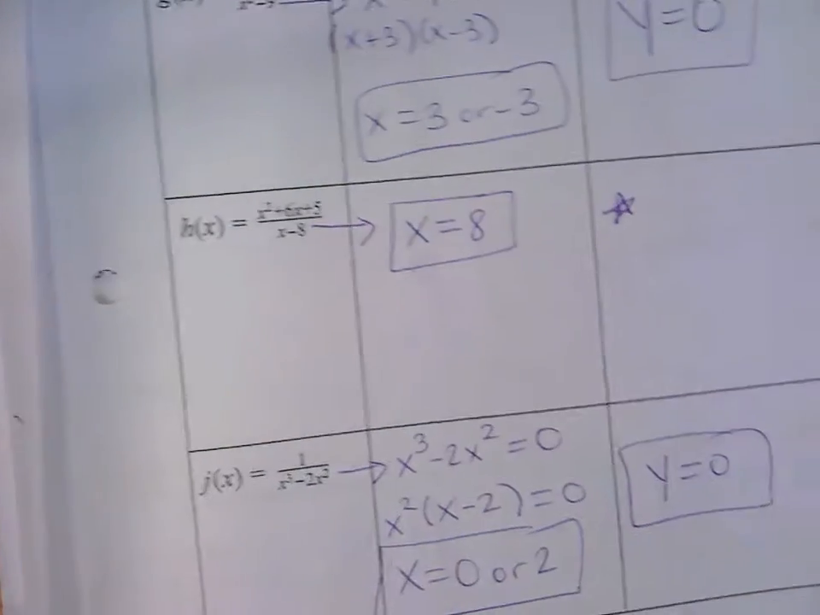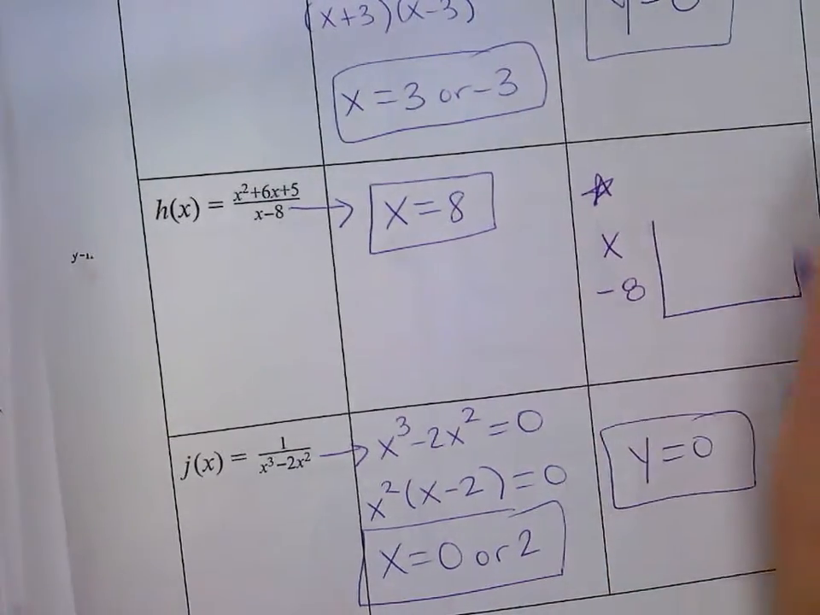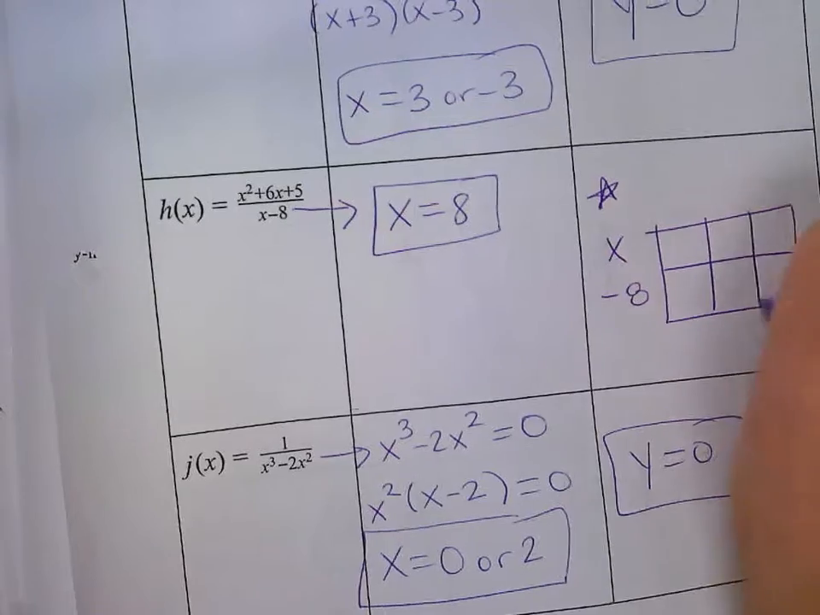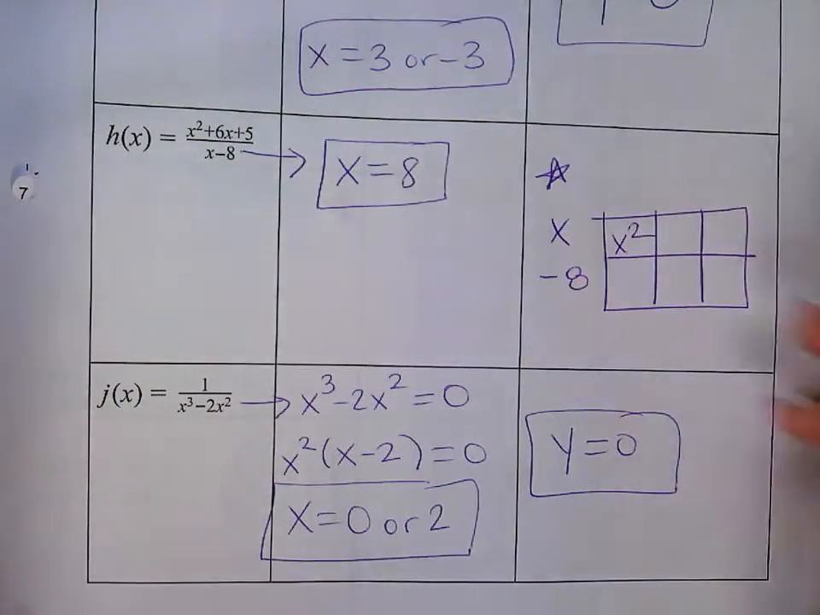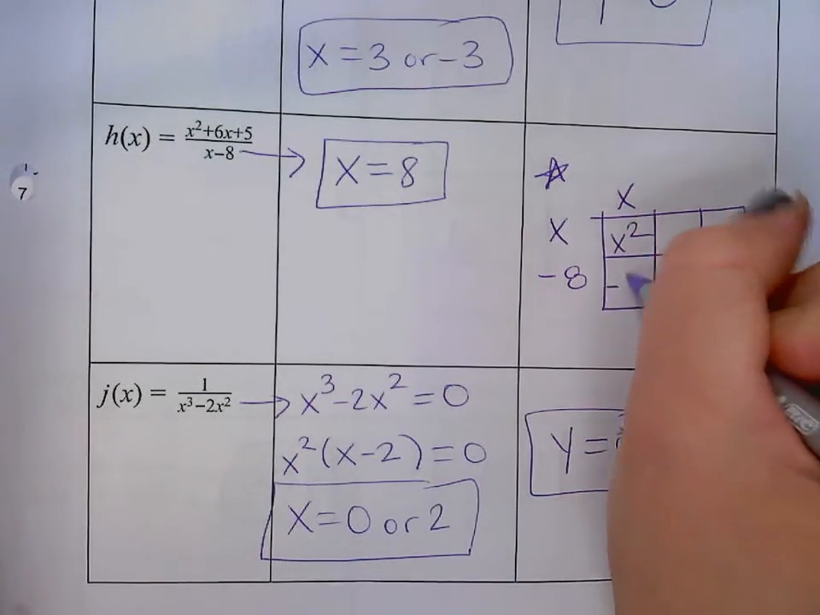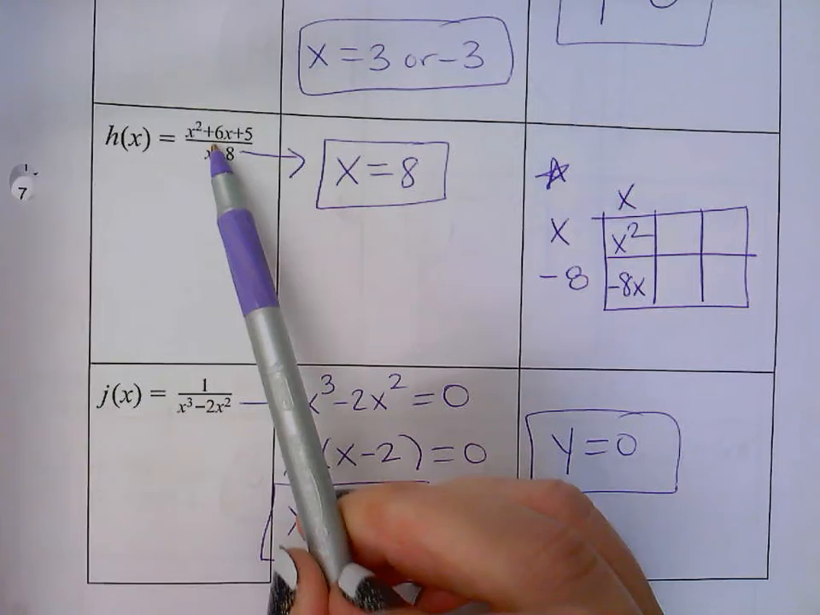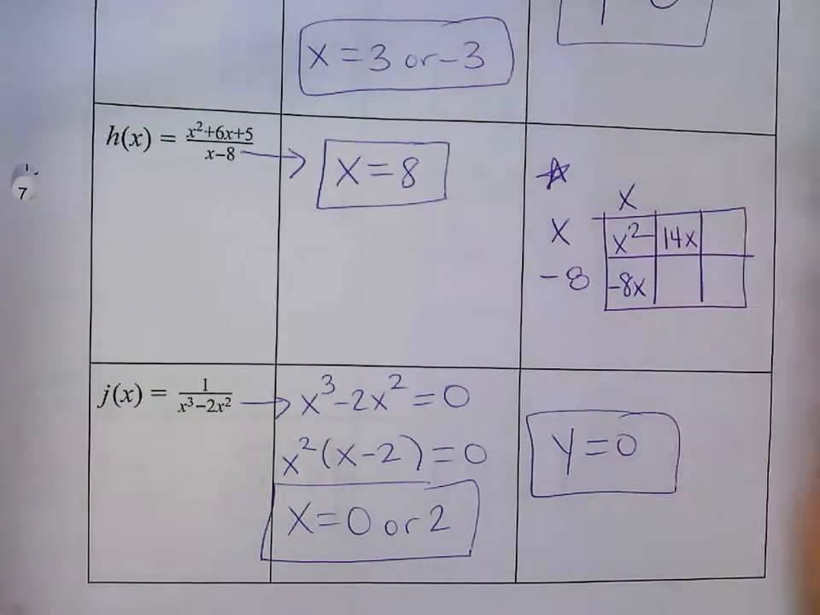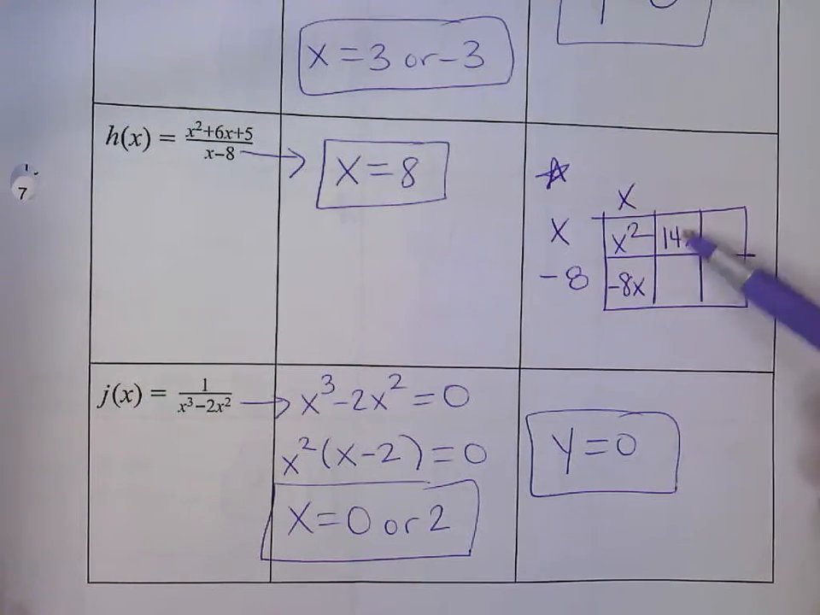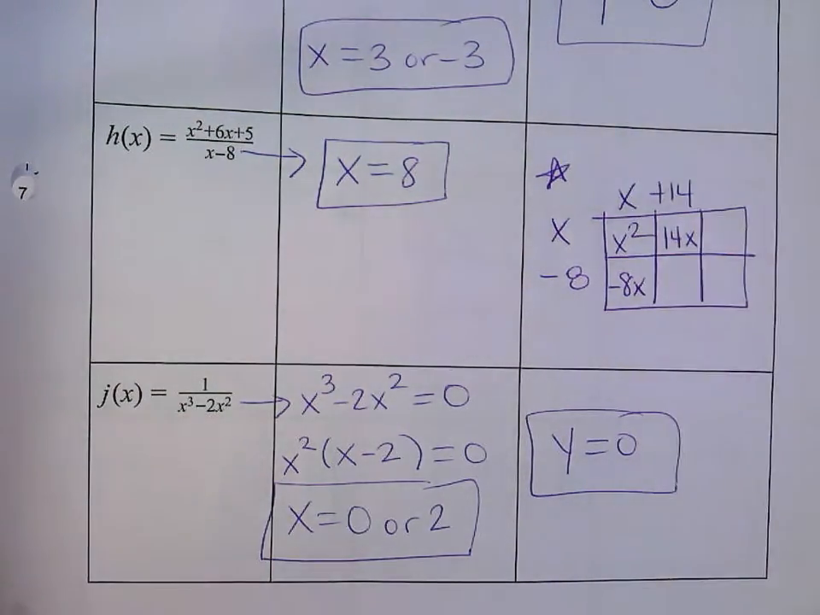So I put x minus 8 down the side, right? I'm trying to get x squared, so I put x squared in the box. Then I put x outside the box, and I get negative 8x down in the bottom. I'm trying to get to positive 6x, so I need to put 14 x's here so that when I subtract the 8x, I get 6x. So plus 14 is the end of my asymptote.